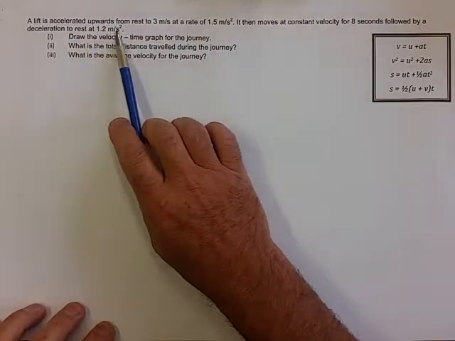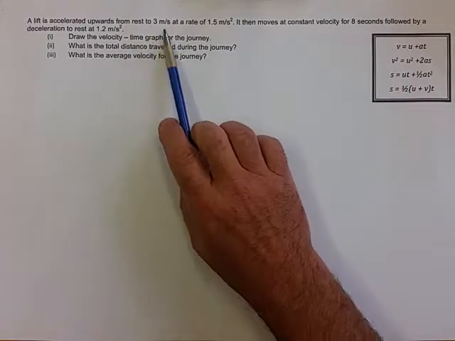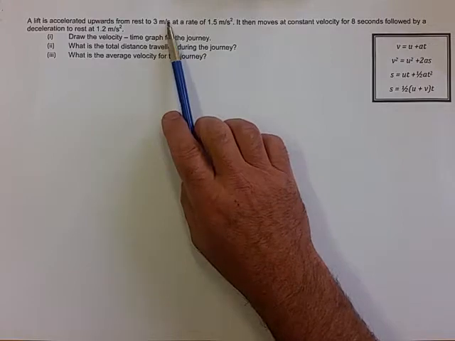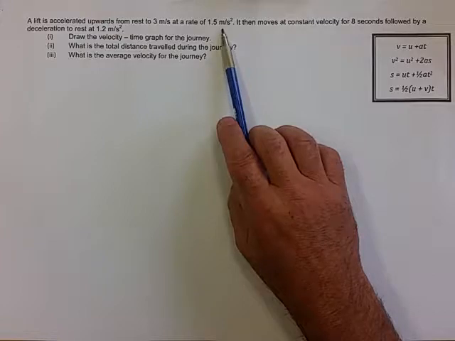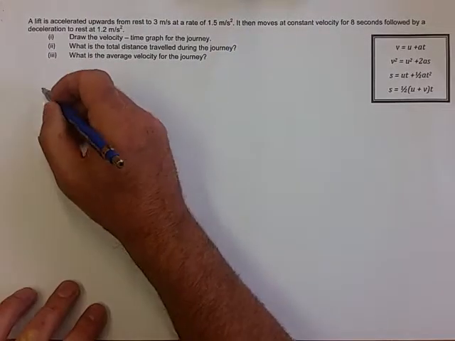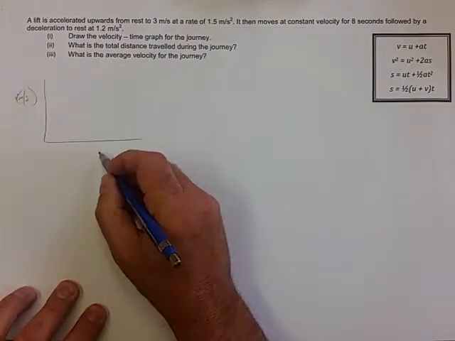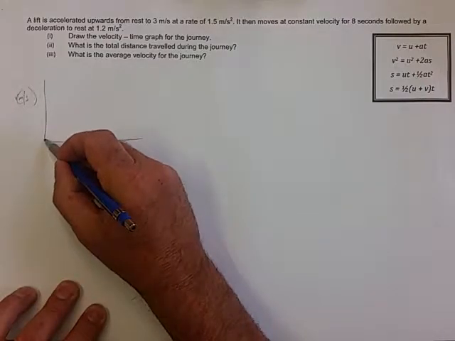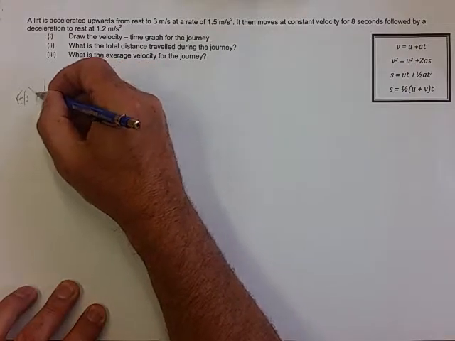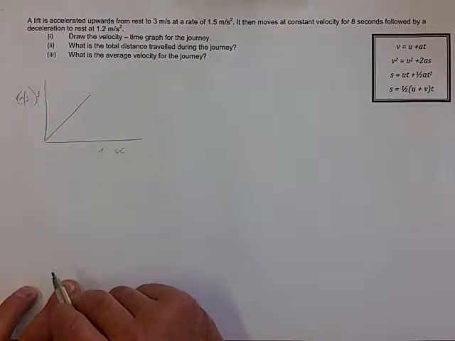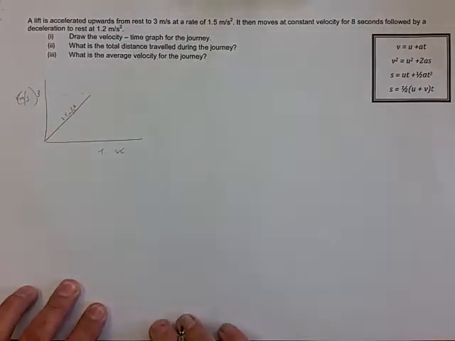So here we have a lift accelerating upwards from rest. So right away, I know u is going to equal 0 to 3 meters per second, which is the maximum velocity, at a rate of 1.5 meters per second squared. So that's my acceleration. So the first part of the journey, if we just sketch our velocity time graph, we'll do our velocity in meters per second and our time in seconds. It's had an acceleration period. Okay, it's gone to 3 meters per second and it had a rate of 1.5 meters per second squared.